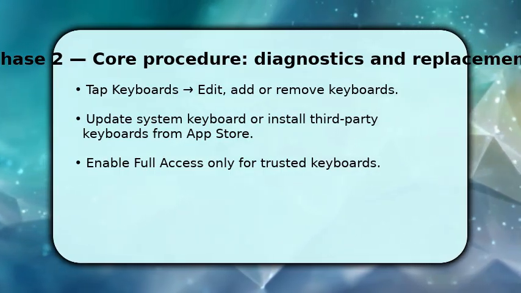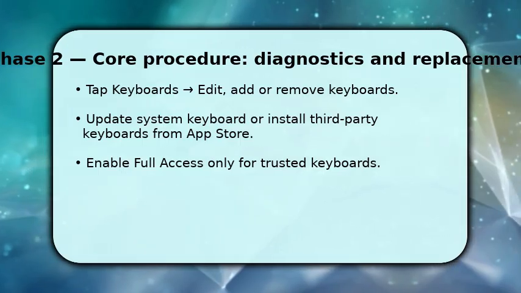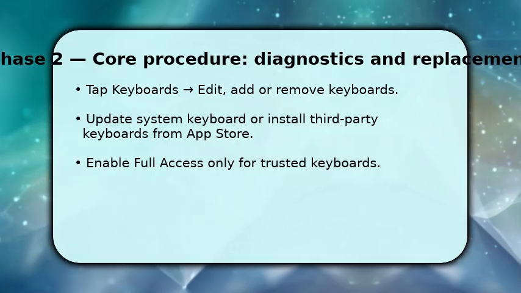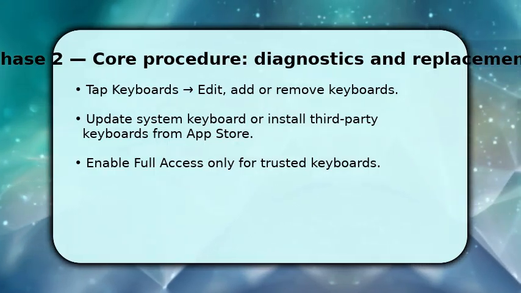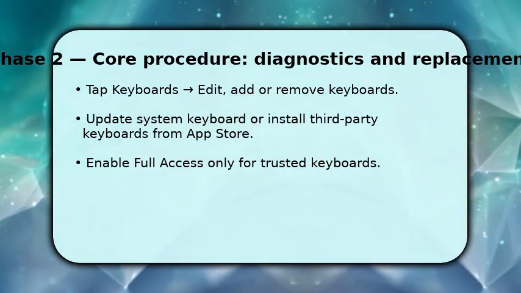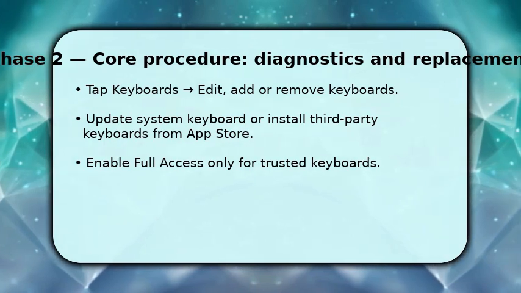If installing from the App Store, open that app, follow its setup, then return to Settings to enable it. Make sure to enable or disable full access intentionally, because this setting affects privacy and functionality, so balance convenience with security. Finish by testing your updated keyboard in Notes and the apps you use most.